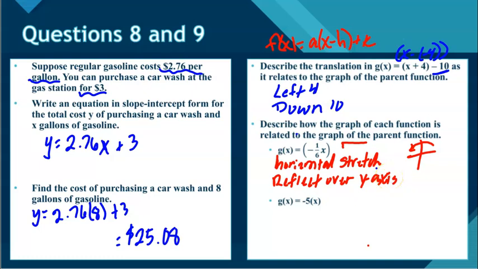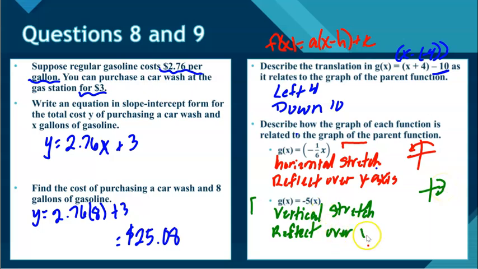And the next one, g of x equaling negative 5 times x. The a, which is 5, is outside the parentheses, so that means we have a vertical dilation. It goes up 5 over 1, so I can stretch it up or down, or I could compress it up and down. Since this is greater than 1, this is a vertical stretch. And there's a negative involved, so that means there's a reflection. And again, if I drew a coordinate plane, it's on the outside, so it affects my y. So it goes from a positive y to a negative y. That means it's going over the x-axis.